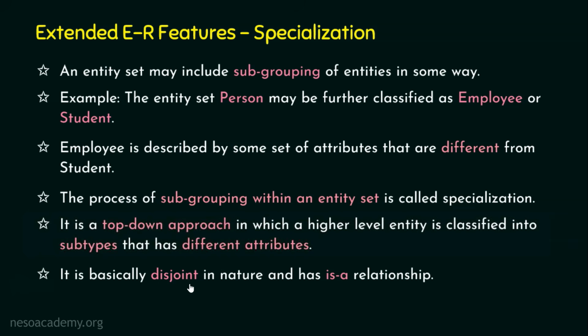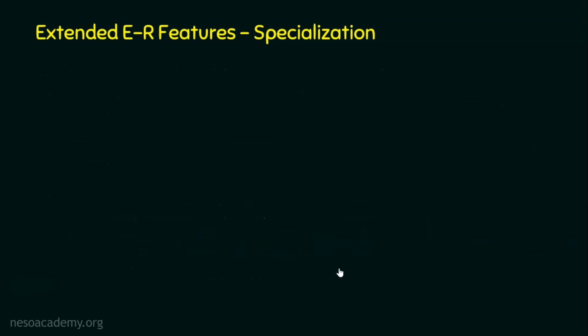What about the relationship? Specialization is an is-a relationship. Example, person is an employee. Person is a student. So the relationship that is formed using specialization is an is-a relationship. If you want to take the previous example, a band is an artist, a musician is an artist. Artist is the higher level entity and the sub-entities are band and musician. Let's now see an example for specialization, then it will be easy for you to understand.